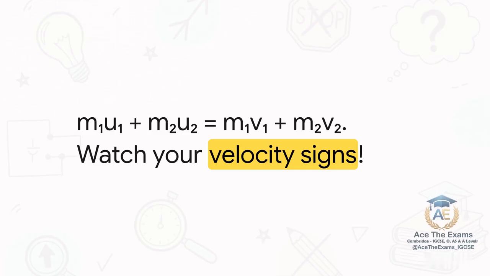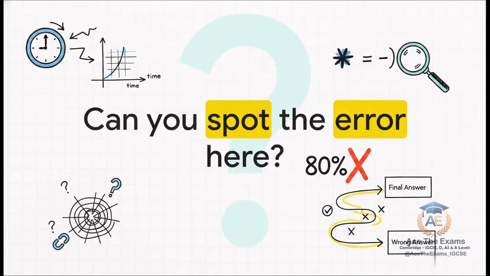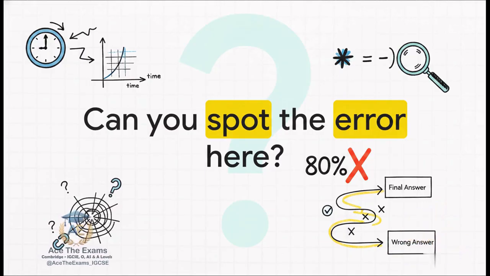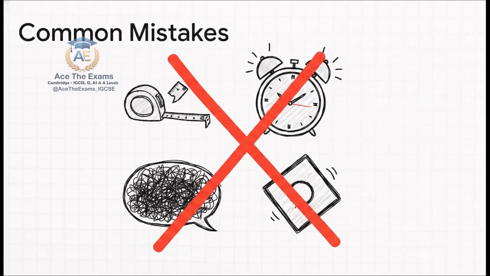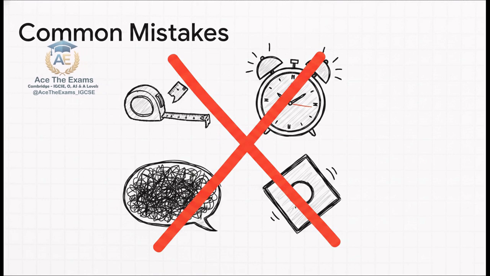Don't mix those up. In a moment, I'll show you the exact examiner clue regarding the impulse equation trap that completely changes your final answer. It's a trap that catches out 80% of students. But first, you need to understand the mistakes that make that trap so dangerous. Can you spot the errors students usually make? Let's look at these and build our awareness of what absolutely not to do.